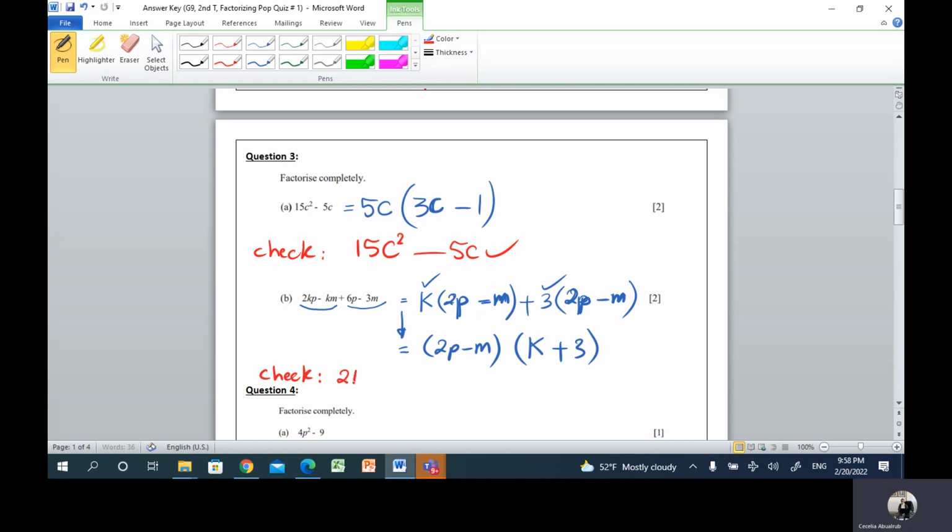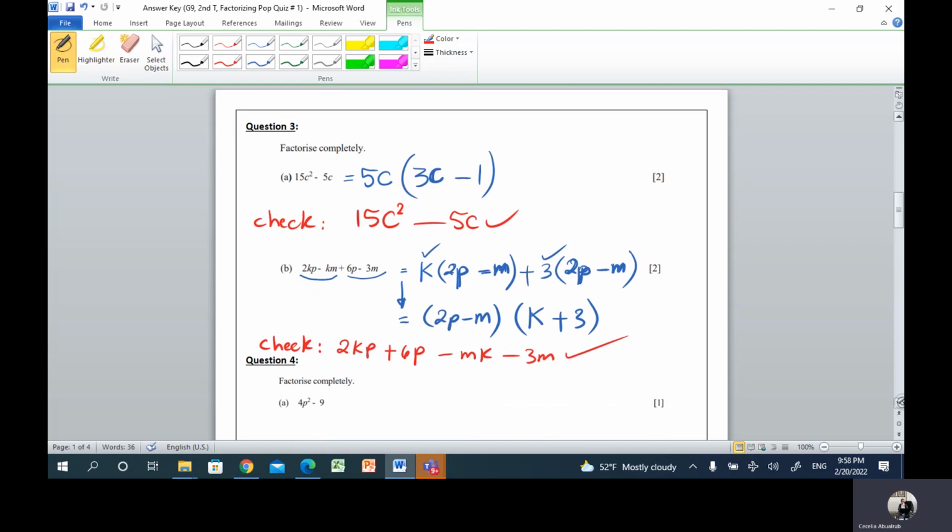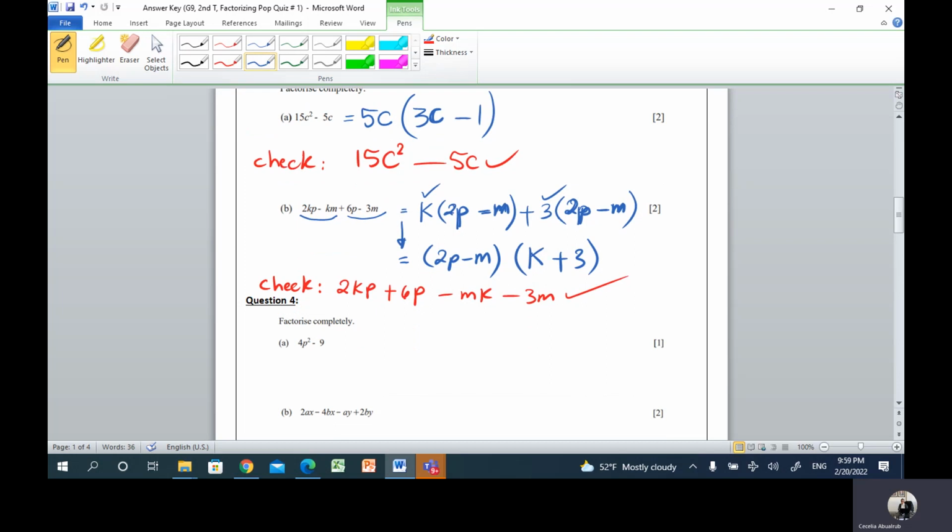2p times k, it's 2kp. 2p times 3, it's going to be plus 6p, and minus m times k, it's minus mk. Minus m times 3, it's minus 3m. Let's check. 2kp is the first term, plus 6p, which is plus 6p here, minus mk or km, minus km here, minus 3m. So we got them all as the first expression given in the question, which means our factorizing is correct. Let's go to the next.